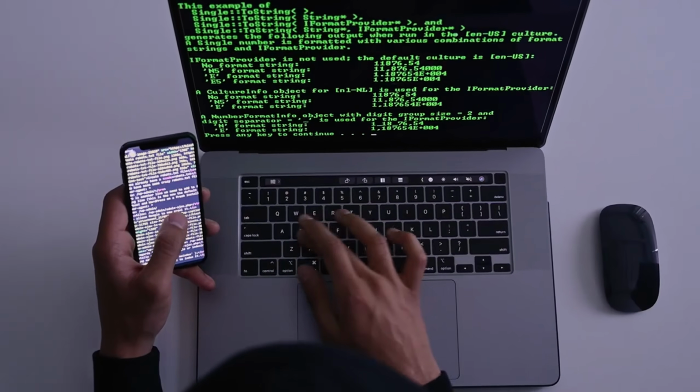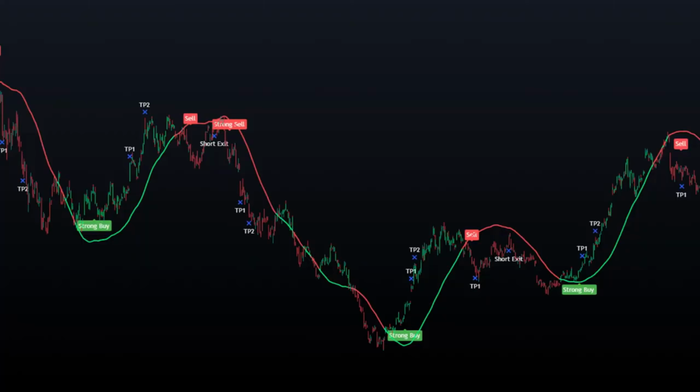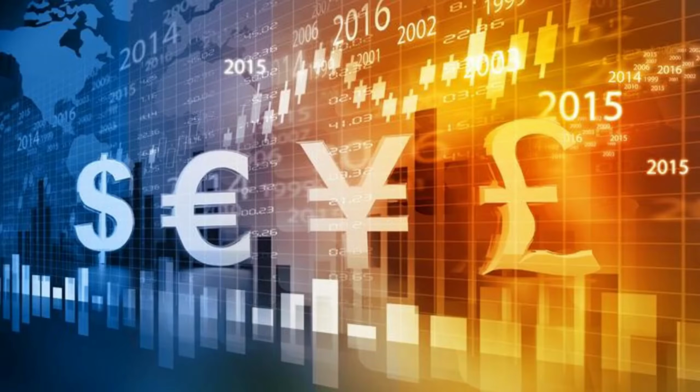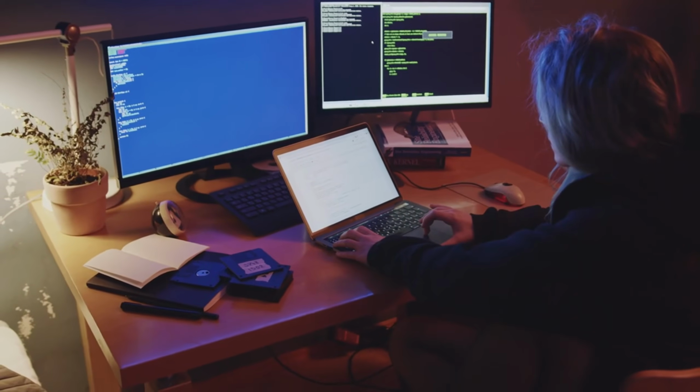From all the backtests we did, the 4-hour time frame seemed to provide the best results. This indicator works on all time frames and all markets that have sufficient volume, including stocks, forex, crypto, futures, etc. But just know from our backtest results, the 4-hour time frame seemed to perform the best.